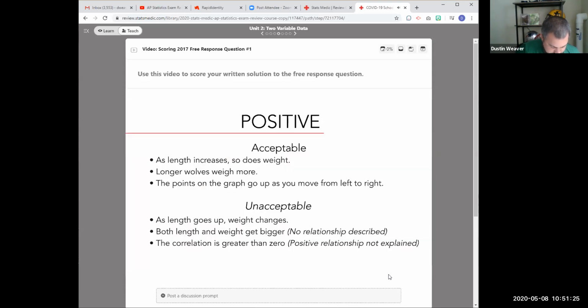When describing the positive part of this question, here are some acceptable responses. As length increases, so does weight. Longer wolves weigh more. The points on the graph go up as you move from left to right. Now here are some that are not acceptable for describing positive. As the length goes up, weight changes. No direction there. Both length and weight get bigger. Once again, no relationship described. And the correlation is greater than 0. Okay, the positive relationship part of that is not explained.